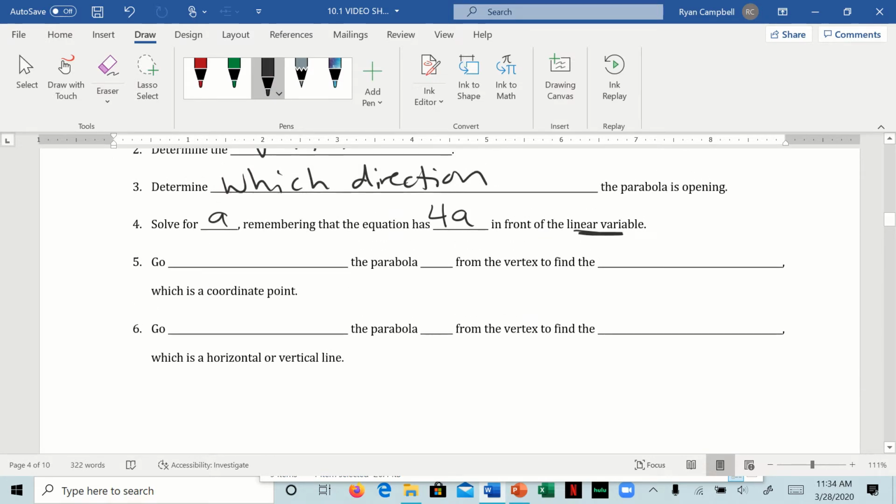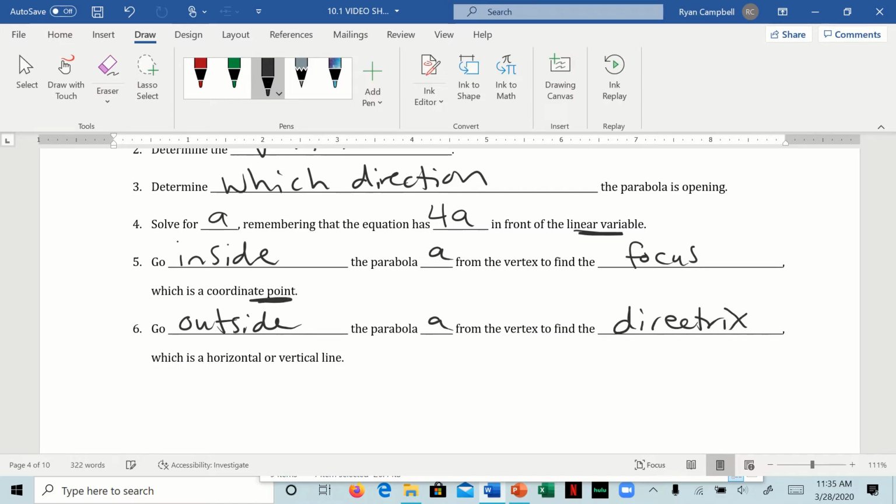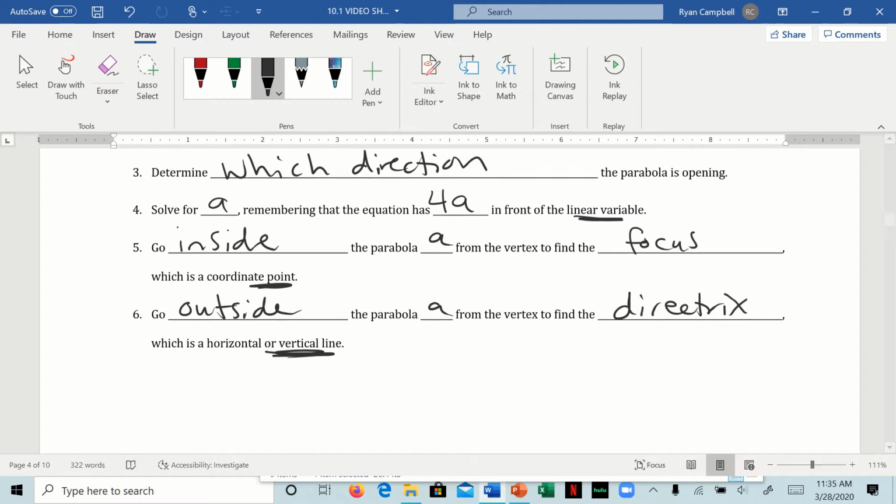All right, step five. To find the focus, remember we said we want to go inside the parabola a units from the vertex, and that's how we find our focus. And then of course we go outside a units to find the directrix. Remember that the focus is a point, the directrix is a line, so the directrix is going to need to be given in line format.